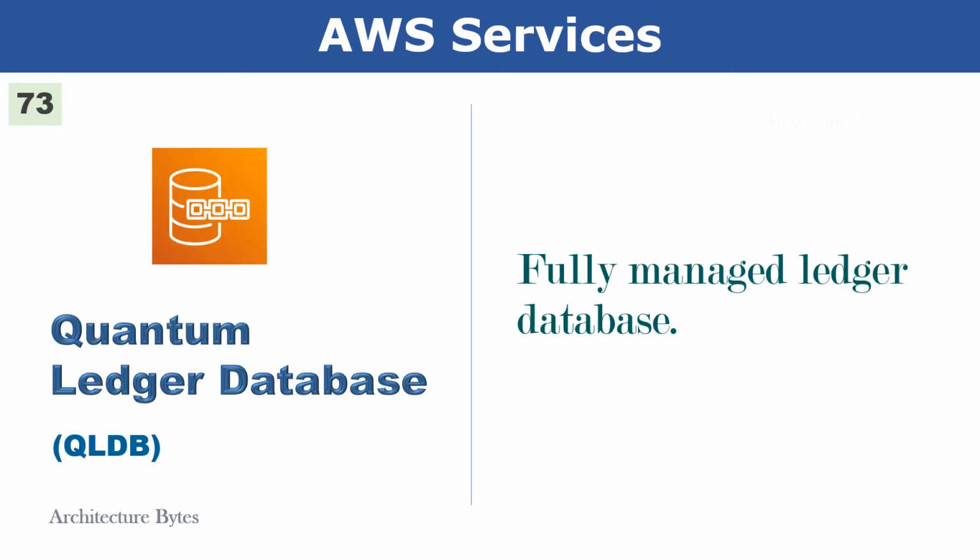Quantum Ledger Database, or QLDB, is a fully managed ledger database. It provides a transparent, immutable, cryptographically verifiable transaction log. In other words, it can provide a complete and verifiable history of data changes in an application. An important difference between Managed Blockchain and QLDB is that QLDB has a centralized design, allowing transactions to happen without the requirement of a multi-party consensus. Meanwhile, Managed Blockchain has a decentralized design.